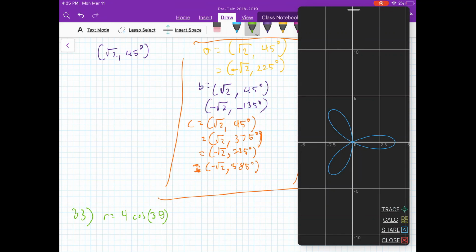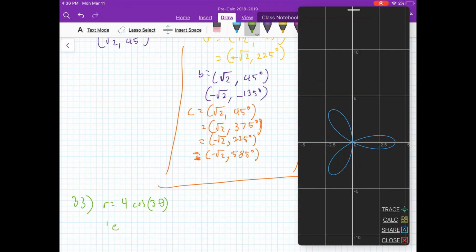And when we hit graph, oh, we get this lovely thing. And so that's our answer. That's literally all we have to do. And so in the book, that matches with C. So C would be our answer here. We could just respond with C.